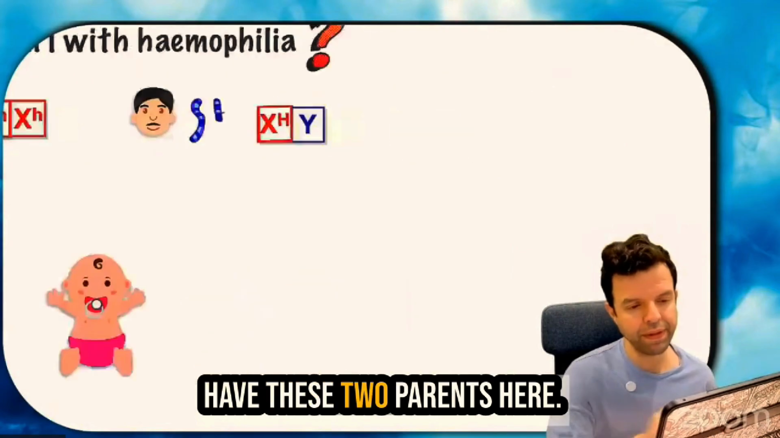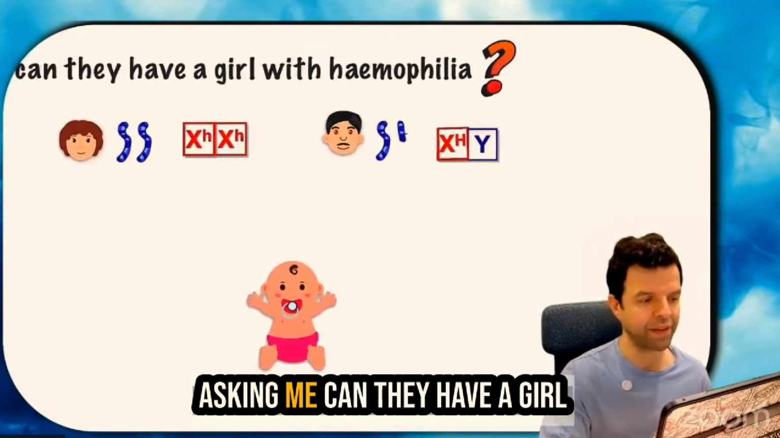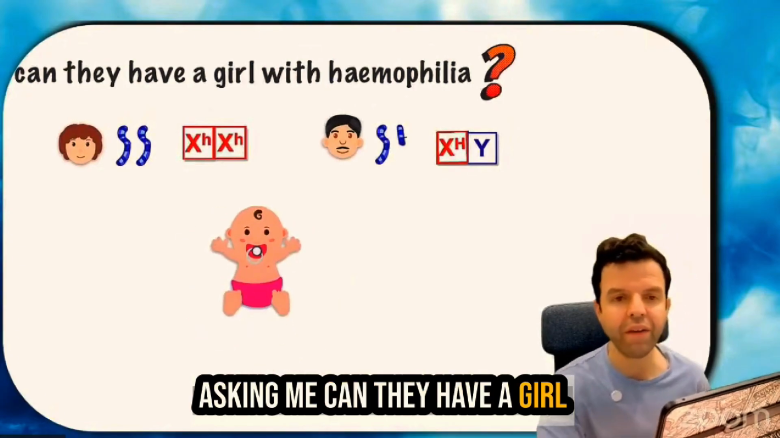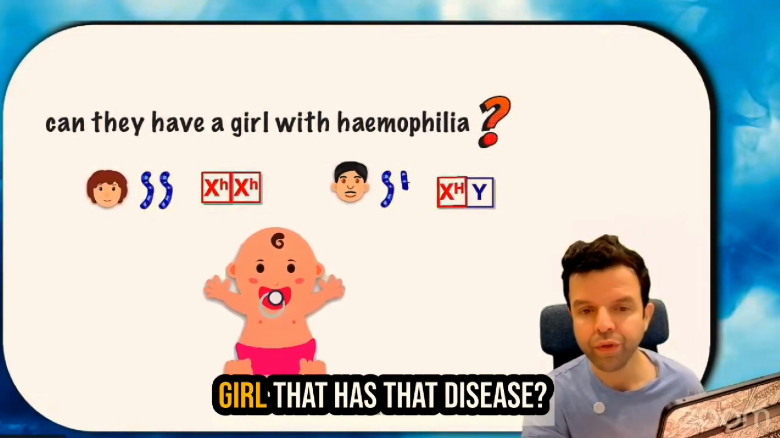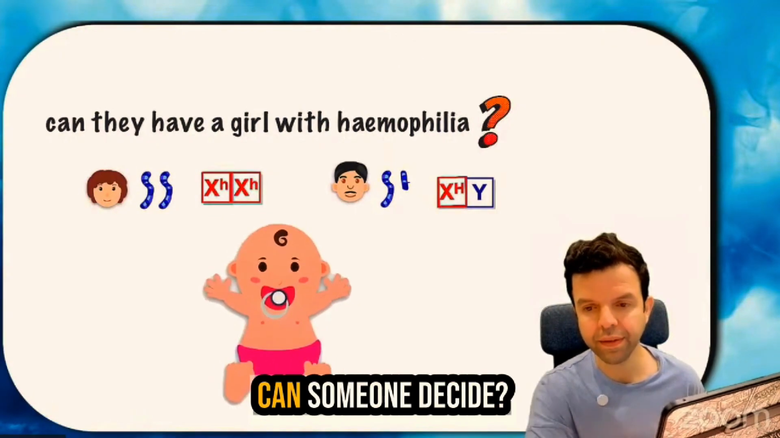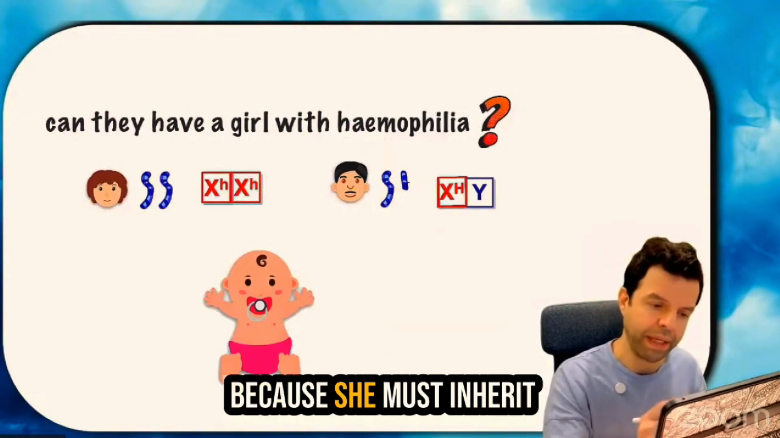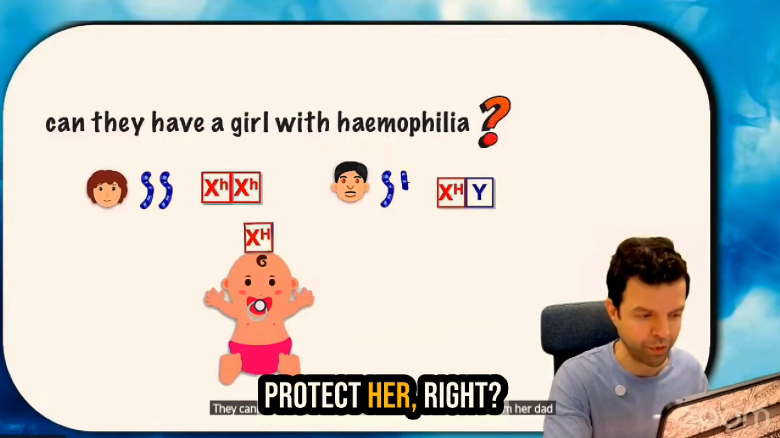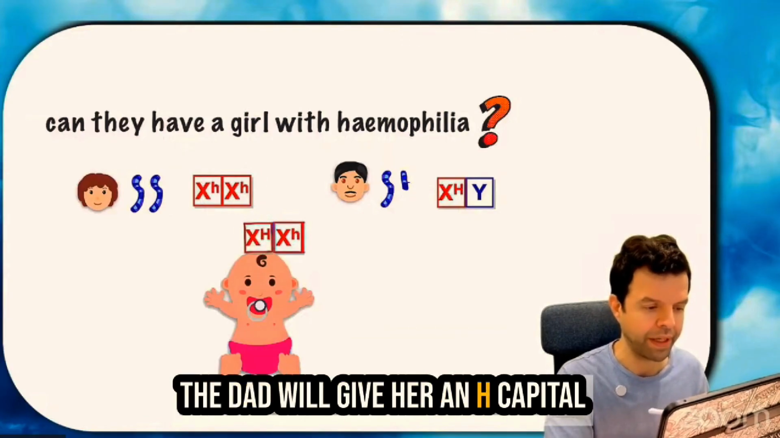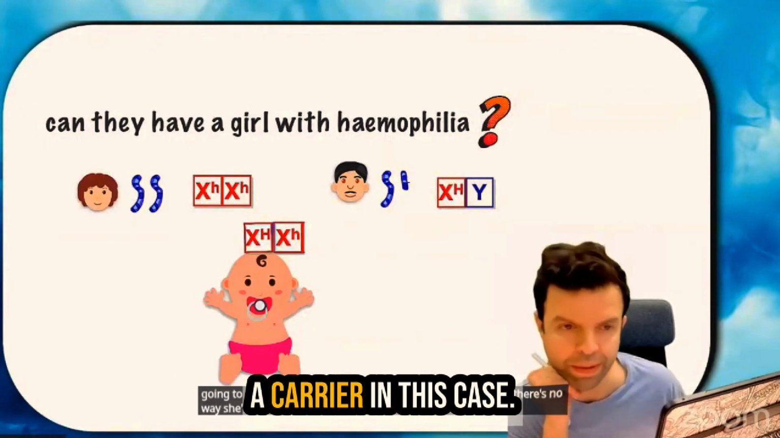I have these 2 parents here. So again, these are the parents in this family, and I'm asking, can they have a girl with hemophilia in this case? So is it possible to have a girl that has that disease? Can someone decide? Aiden? No. They cannot, right? Why? Because she must inherit that from her dad. The dad is going to protect her, right? The dad will give her an H capital, and there's no way she'll have it. She's always going to be a carrier in this case.